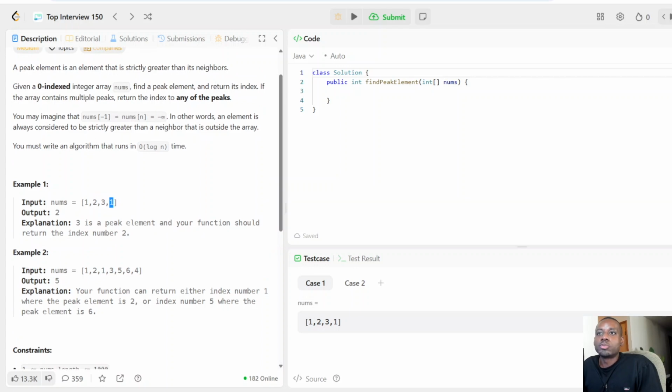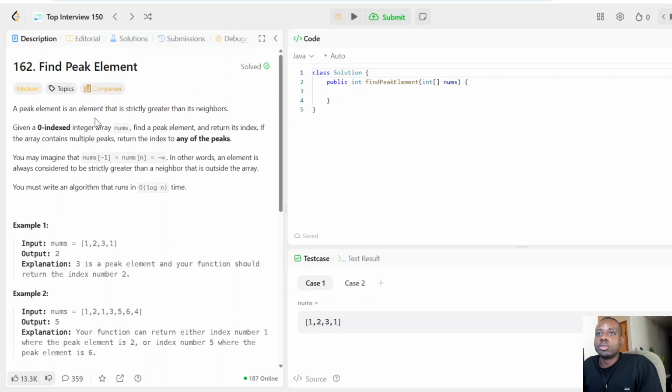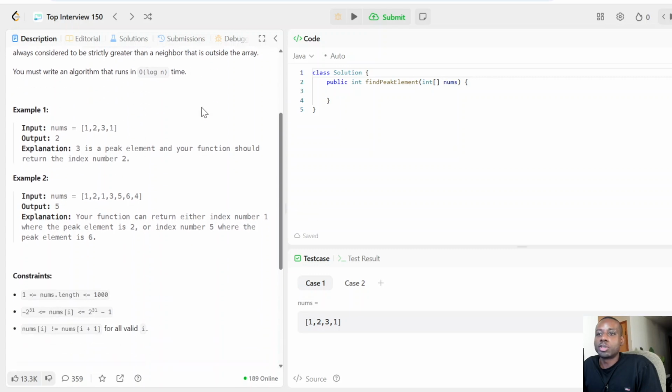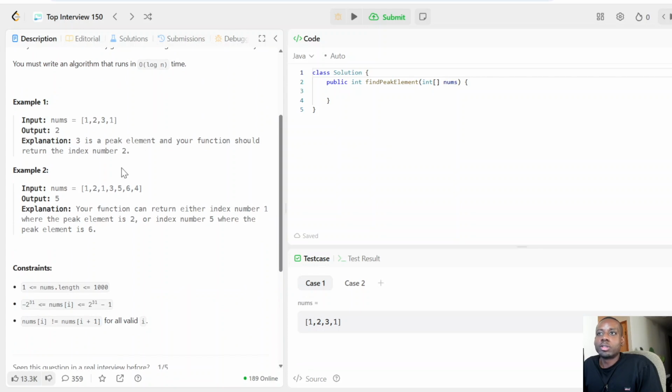So we must write an algorithm that runs in O(log n). Very good thing that they've imposed such a tight complexity on us, but I think we'll manage, we'll be able to do it. So the problem statement is pretty simple: find an element that is greater than its neighbors, the left and right neighbors pretty much. The examples will clarify the ask.